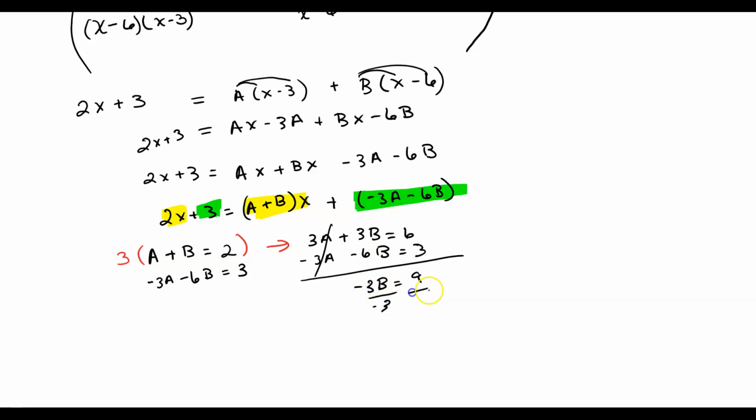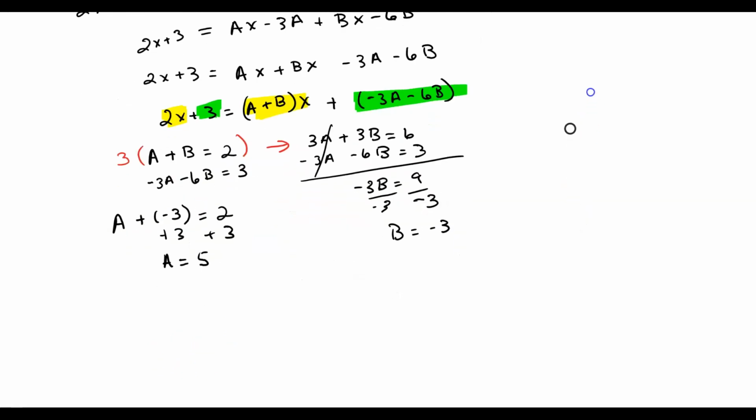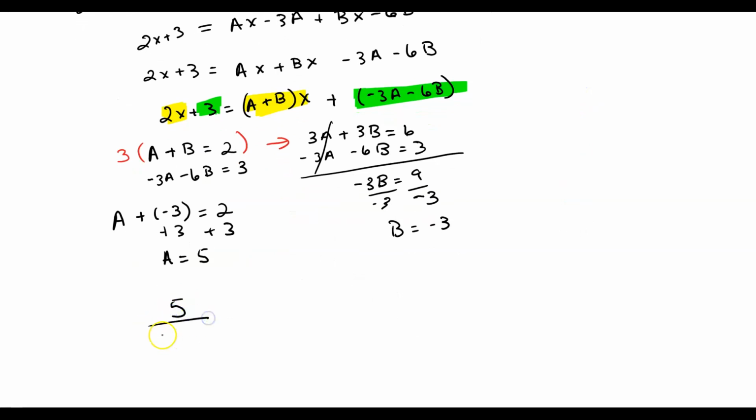So we end up with B equals negative 3. Now I have B equal to negative 3, and I can go back to the original, A + B = 2. In this case, A + (-3) = 2. So I'm going to add 3 to both sides, and I get that A equals 5. So my decomposition tells me that my fractions are going to be 5 over (x - 6) plus -3 over (x - 3). So this right here is my partial fraction decomposition.